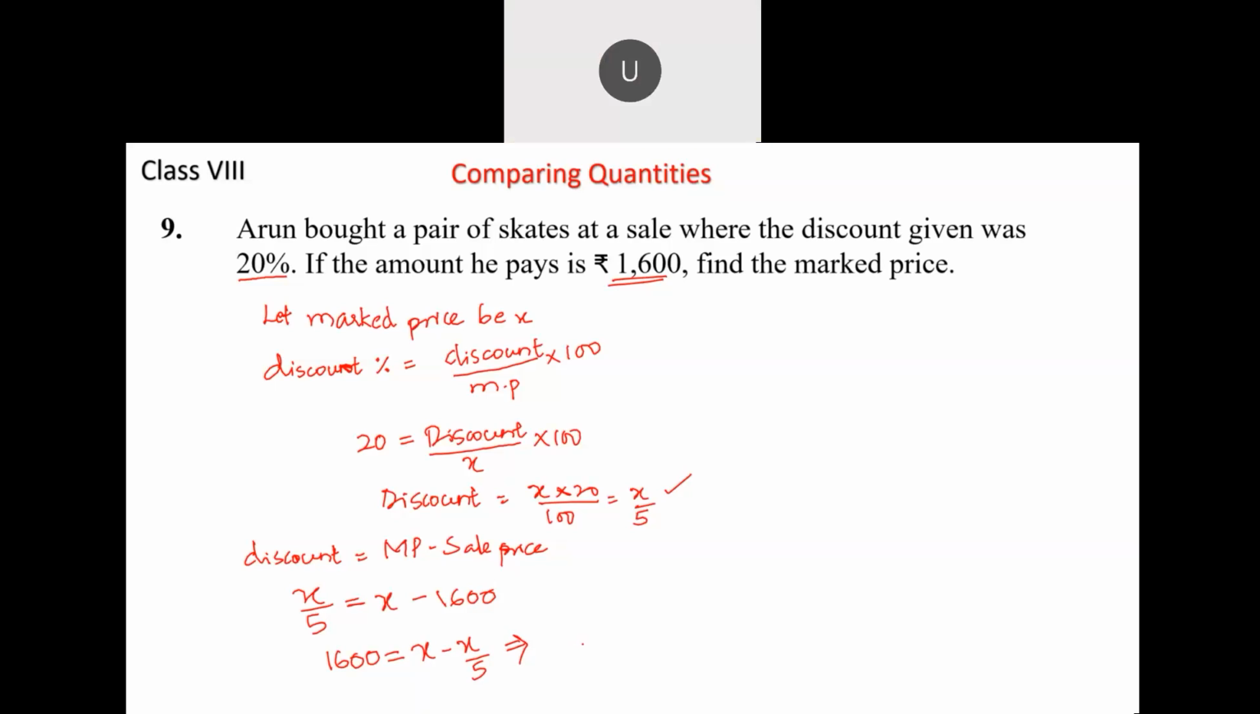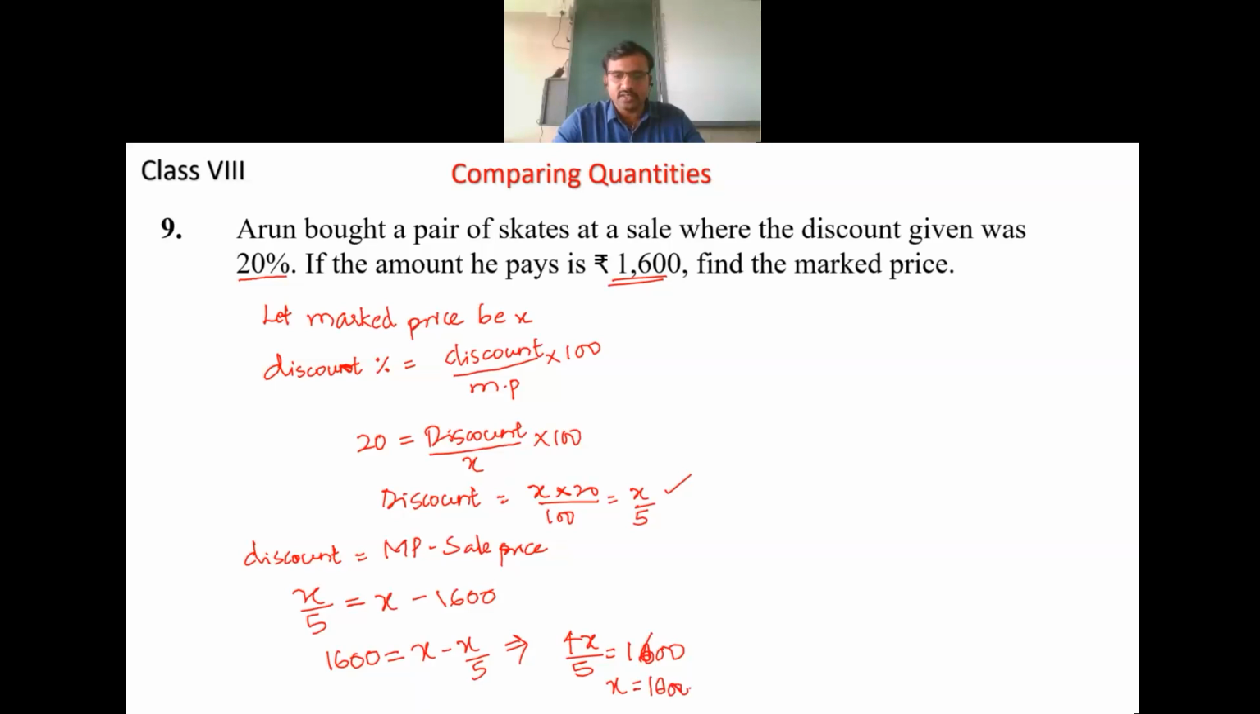What will be X minus X by 5? Sir, 4X by 5. Yes, 4X by 5 equal to 1600. So X will be equal to 1600 into 5 divided by 4. This is 400 times. So 400 into 5 is 2000. So therefore, the market price is 2000 rupees. So it is easy.